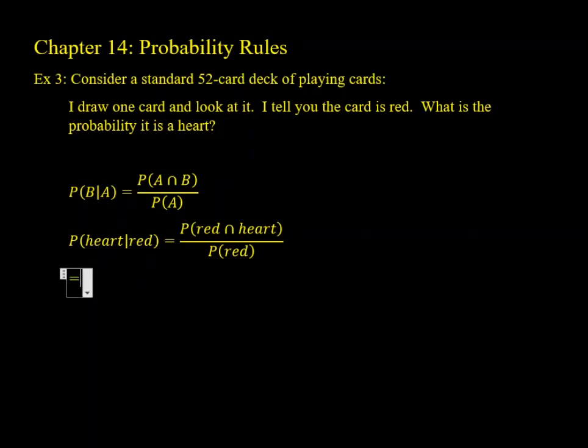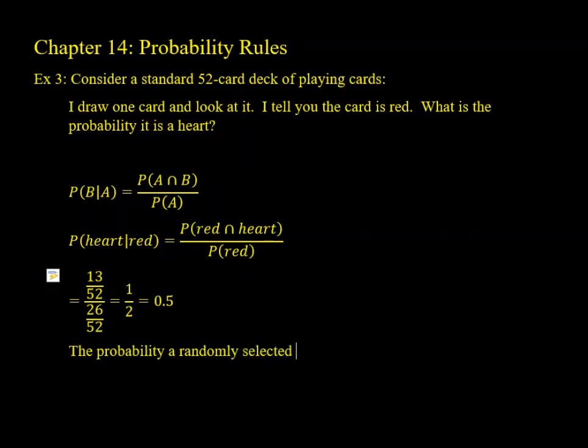This will equal 13 over 52, the probability of a red and heart card, divided by 26 over 52, the probability of drawing a red card, which equals 1/2, or 0.5. So the probability a randomly drawn card is a heart, given it is red, is 0.5.